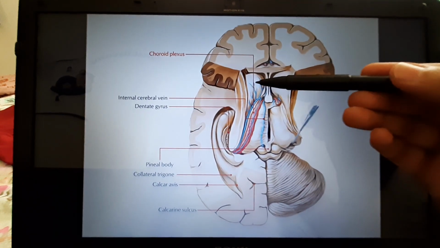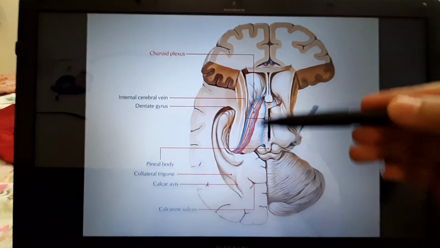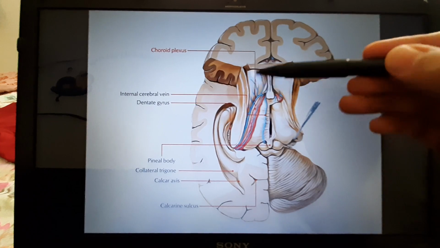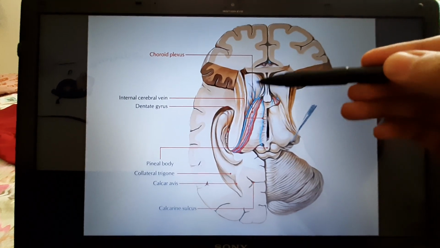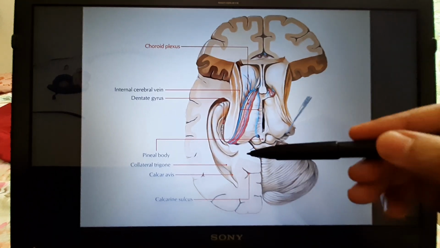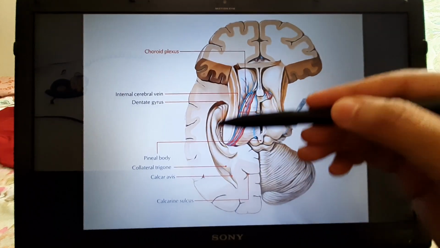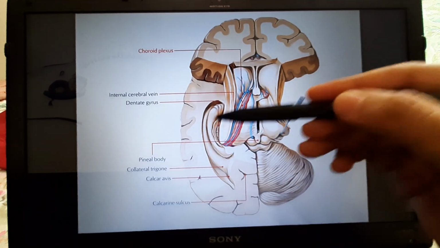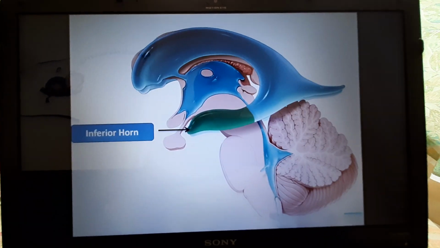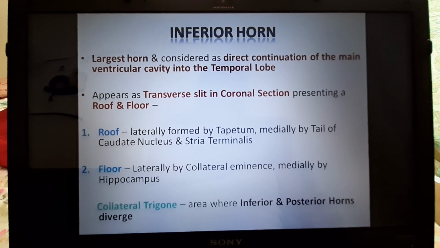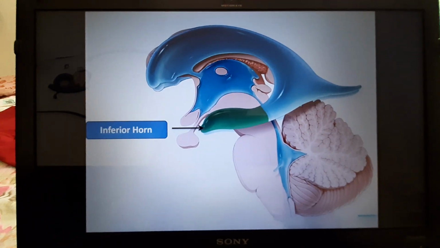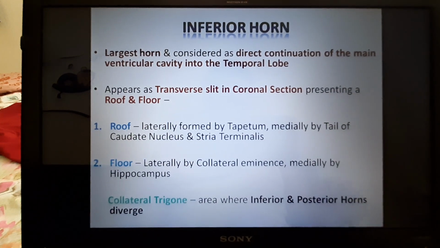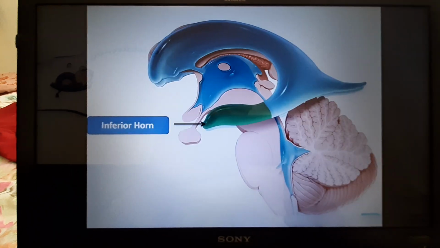This is the transverse section. So here this is the central part of the lateral ventricle. This is the frontal lobe occupying the anterior horn. This is the inferior horn, right? So in the inferior horn, the floor is formed by the collateral eminence and the hippocampus, right? Roof is laterally occupied by the tapetum, and medially it is occupied by the tail of the caudate nucleus and stria terminalis.